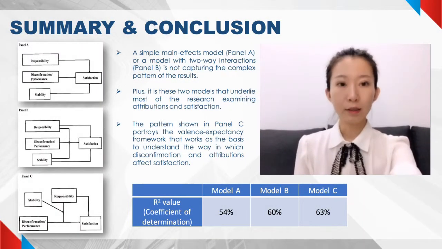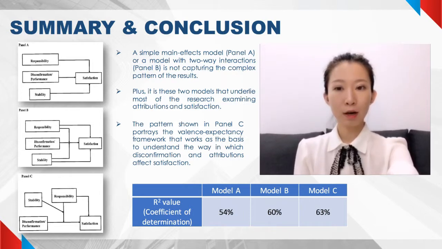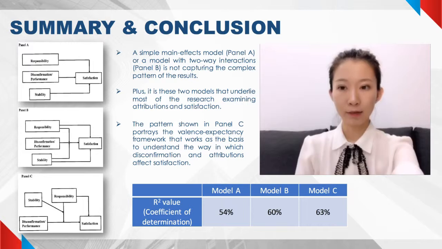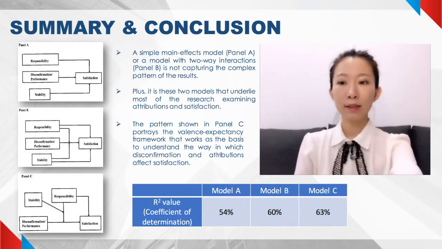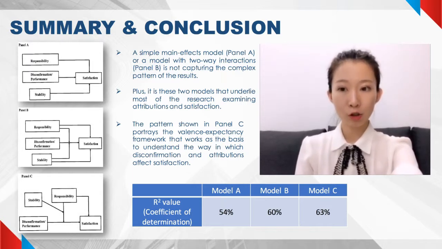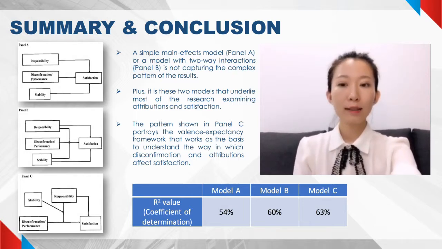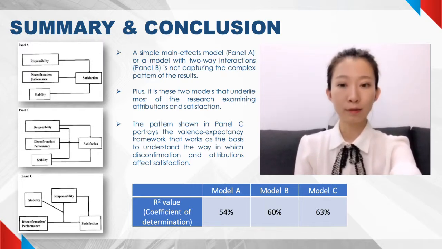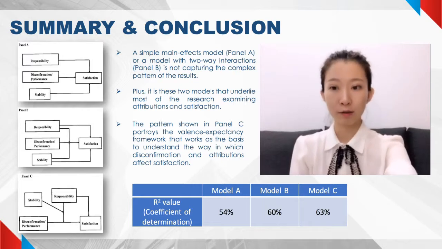About panel A, responsibility, disconfirmation, and stability all directly influence satisfaction in the same way. That is, responsibility influences satisfaction, disconfirmation influences satisfaction, and stability influences satisfaction. However, these three attributes only directly influence customer satisfaction, and there is no interaction among each other.